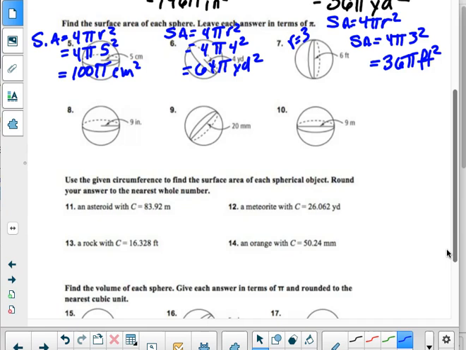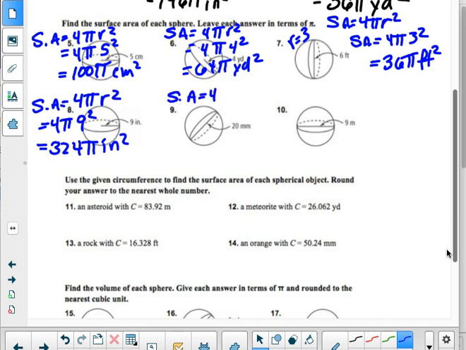In the bottom here, number 8, SA is 4 pi r squared, where 4 pi 9 squared, because 9 is the radius. So I got 81 times 4, which is 324 pi inches squared. Here in 9, the radius is actually 10 because the diameter is 20. So I've got SA is equal to 4 pi r squared, 4 pi 10 squared. So I got 400 pi millimeters squared.